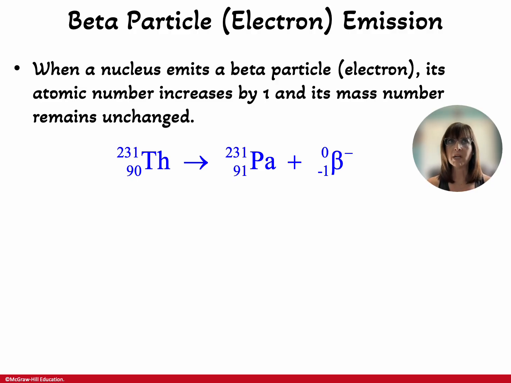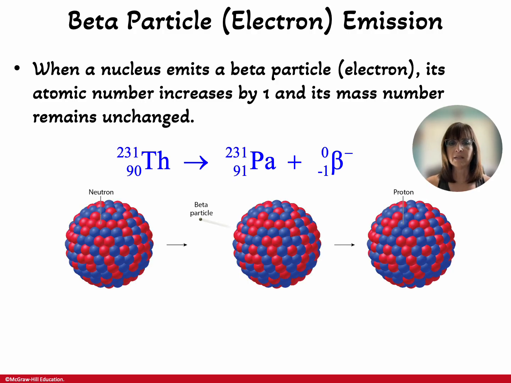Here's the weird thing. So thorium had an atomic number of 90. When that neutron breaks down, it becomes a proton. So won't the atomic number go up by 1? It does. And then the math makes sense because what's 91 minus 1? 90.